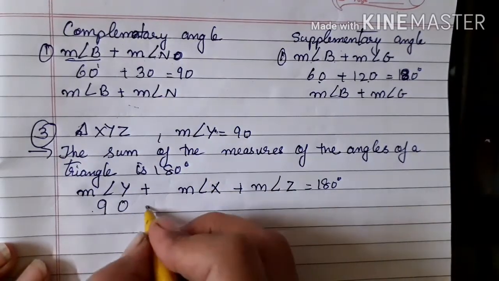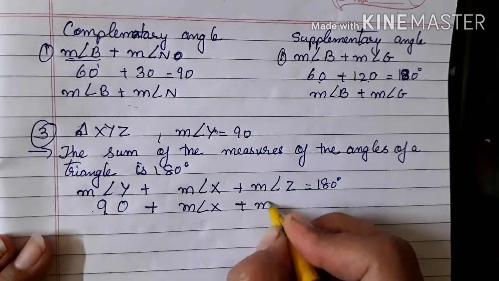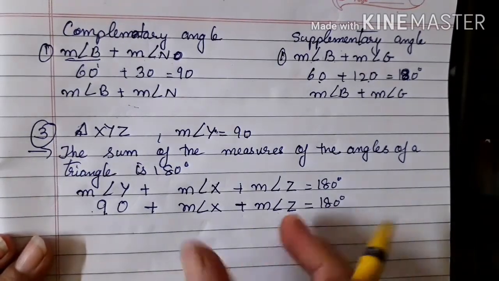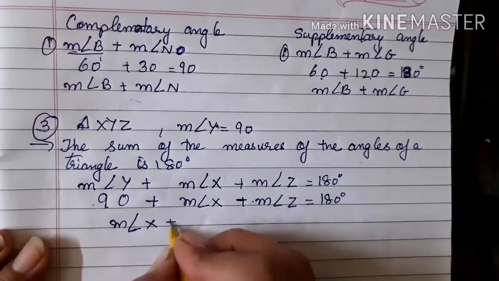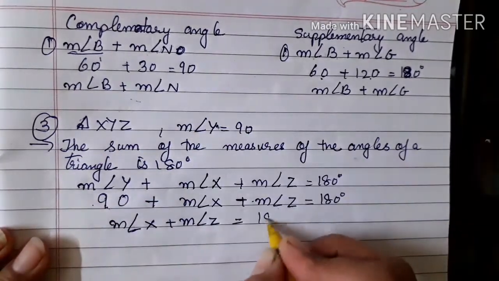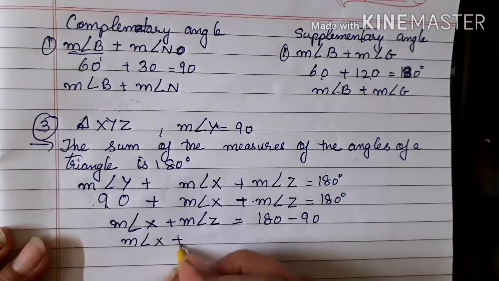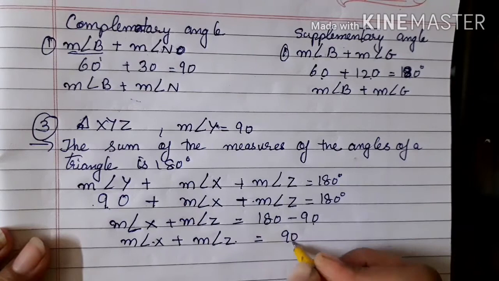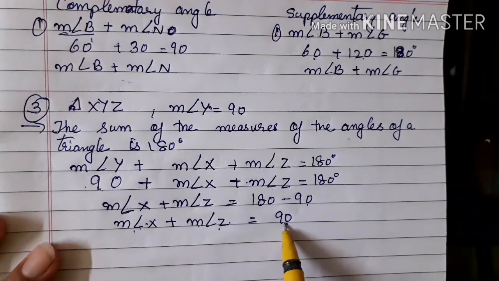Angle Y has been given, so its value should be placed over here, and the remaining will remain as it is because we don't have their numbers. Okay, so keep this as it is, separate them, measure of angle X plus measure of angle Z, and take this 90 to the other side, and its sign will change from addition to subtraction. So we will get measure of angle X plus measure of angle Z is equal to 90 degree. Now we know that both the angles, when we add them, we will get 90 degree.